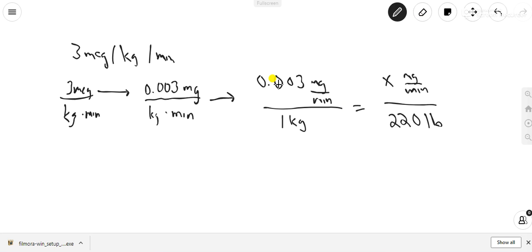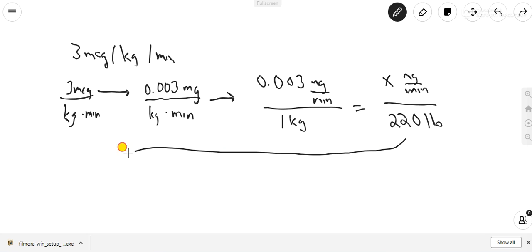So we've got 0.003 milligrams per minute over 1 kilogram, there should be a 1 there, equals x milligrams per minute over the same type of unit, which is a mass, but this time they're not in the same units as given in the problem. So what we need to do is convert this 220 pounds into kilograms. And so we set up a proportion to do that first.